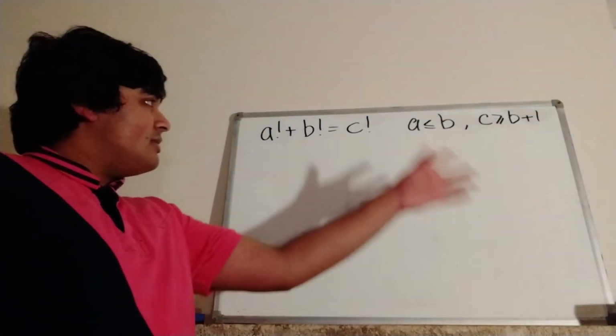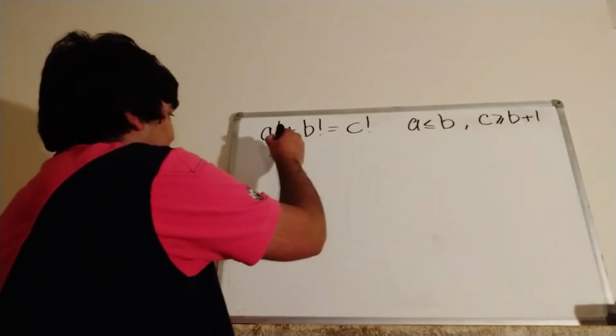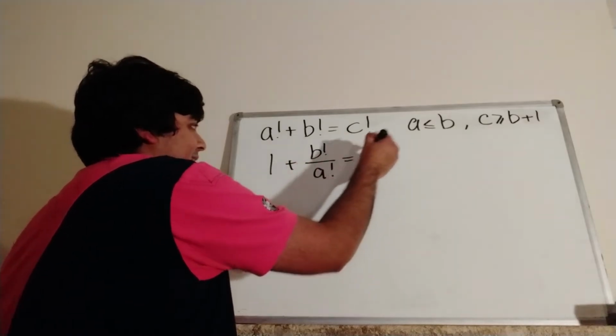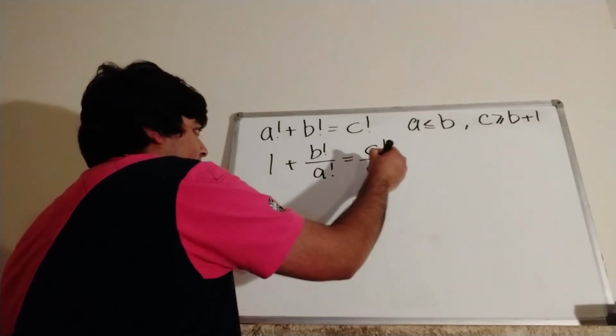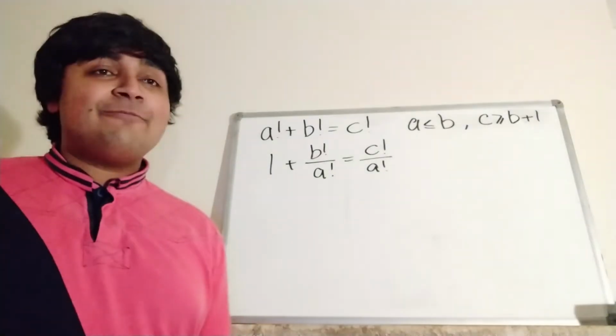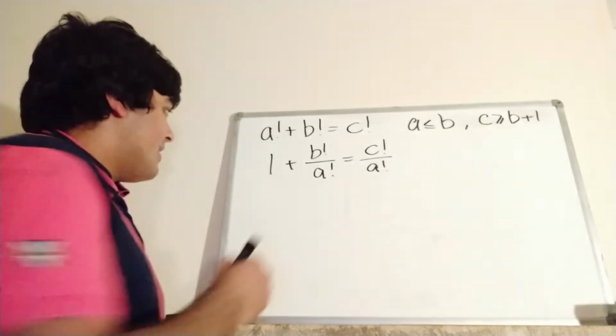Awesome. Now what we want to do is divide this by a factorial. So we get on the left hand side 1 plus b factorial over a factorial, and that equals c factorial over a factorial. Now, one thing I want to point out is that if we have b large enough, then we're going to get some sort of contradiction. Let me just prove that.